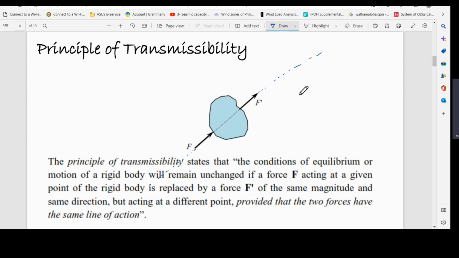Okay? This means that if we have a particle and one line of action, all throughout the line of action we have a constant magnitude of force. This means F is now equal to F prime. The conditions of equilibrium or motion of a rigid body will remain unchanged if a force F acting at a given point of the rigid body is replaced by a force F prime. So they remain unchanged. This means F is equal to our F prime as long as they lie on the same line of action.